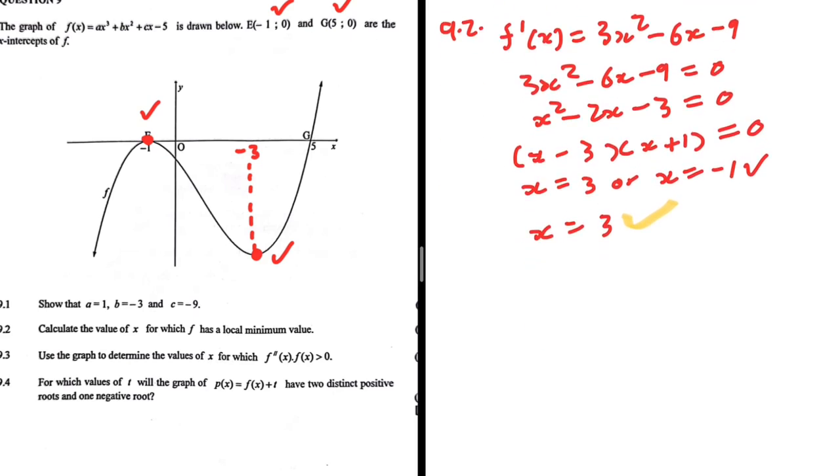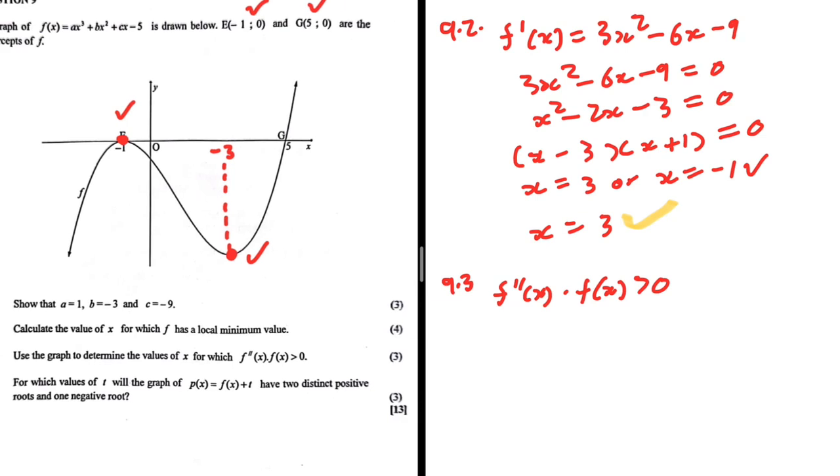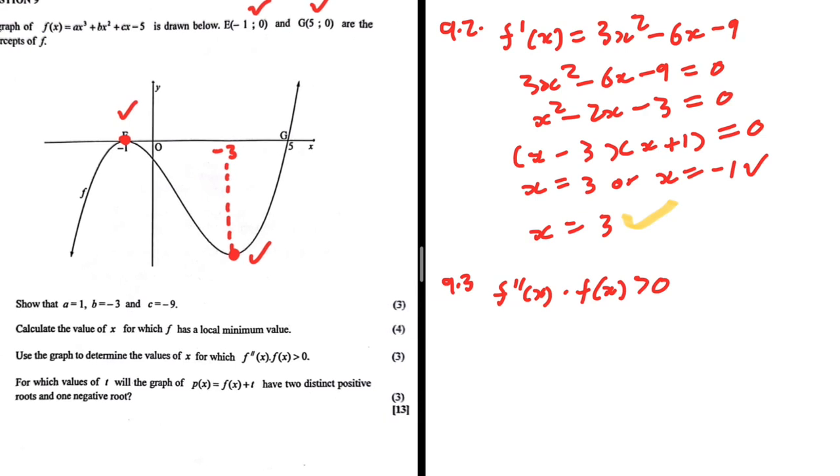Okay, 9.3, use the graph to determine the values of x for which the second derivative of x multiplied by f of x will be greater than 0. We're supposed to use the graph and the graph only. I'm not sure about how we can do that, but take a look at this idea.